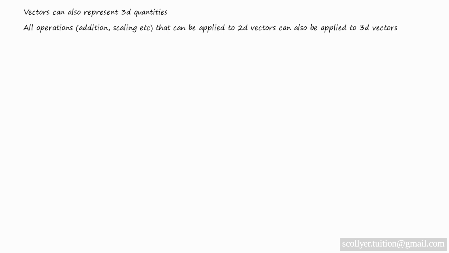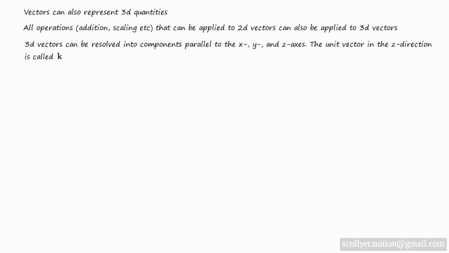So far, we've only looked at 2D vectors, i.e. vectors in the plane, but vectors can also represent 3D quantities. And any operation that can be applied to a 2D vector, such as addition, scaling, subtraction, and so on, can also be applied to 3D vectors. Whereas 2D vectors can be resolved into components parallel to the x and y axes, a 3D vector can be resolved into components parallel to the x, y, and z axes. And of course there is a unit vector in the z direction, which is called k.